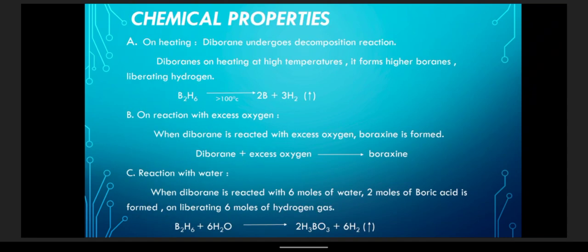Chemical properties. Diborane undergoes a reaction on heating. On heating, diborane undergoes a decomposition reaction. When it is heated at high temperatures, more than 100 degrees centigrade, it becomes higher boranes while liberating hydrogen. On reaction with excess oxygen, when diborane is reacted with excess oxygen, boraxin, a compound, is formed.